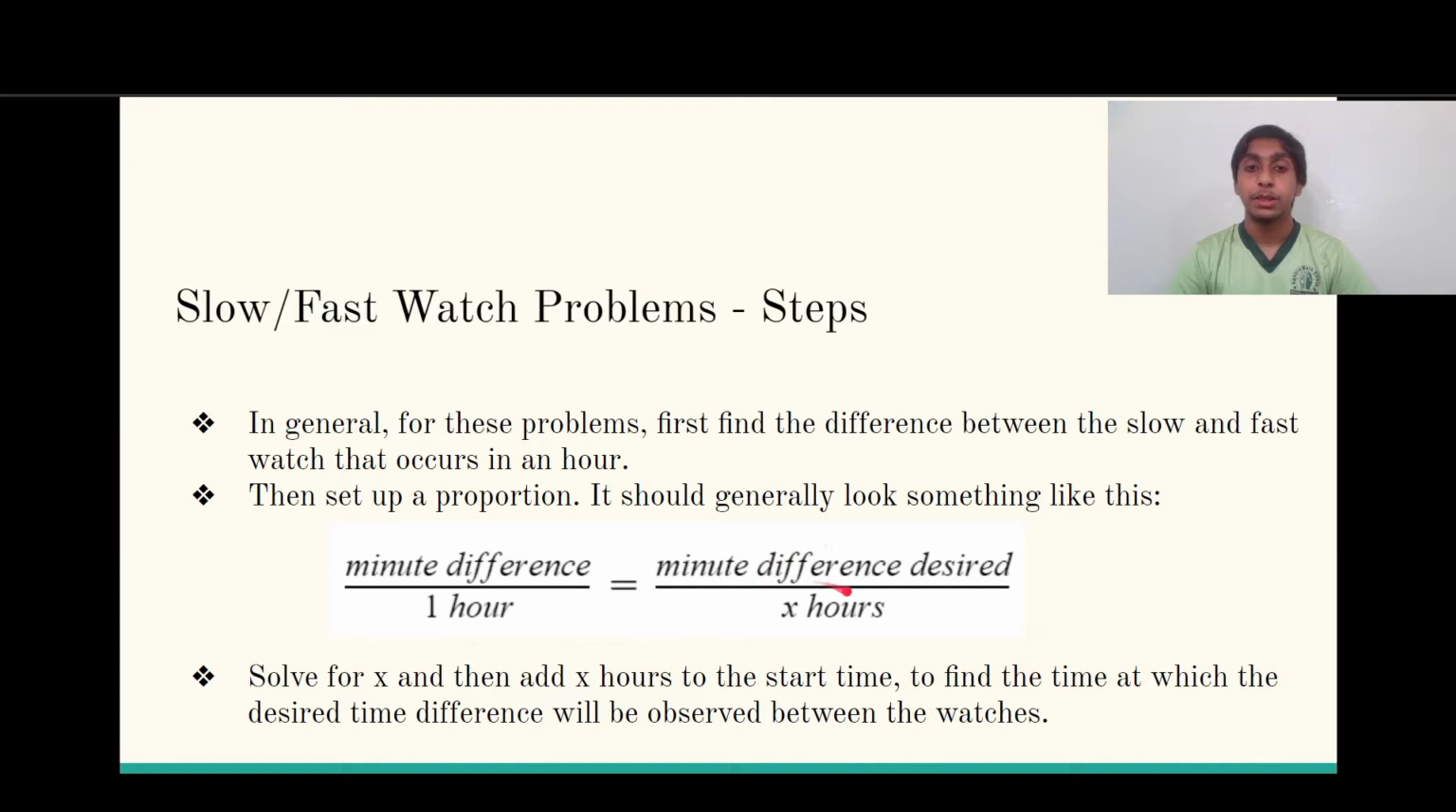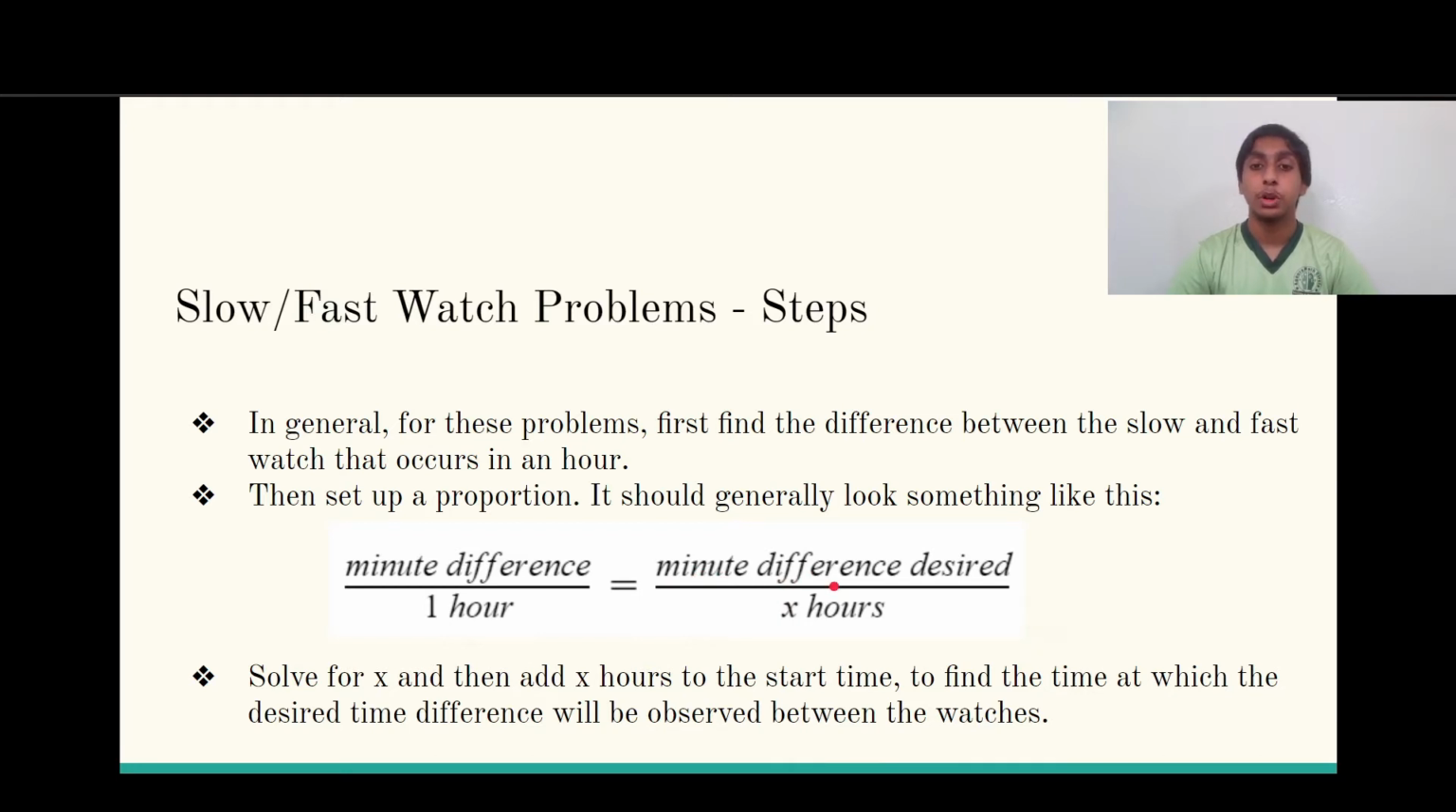So then I can solve for X here and find how many hours it takes to get that difference. As it says here, solve for X, then add X hours to your start time to find the time at which the desired time difference will be observed between the watches. So this one is not that hard. All you're really doing is solving for X to find how long it takes to get the minute difference you desire.